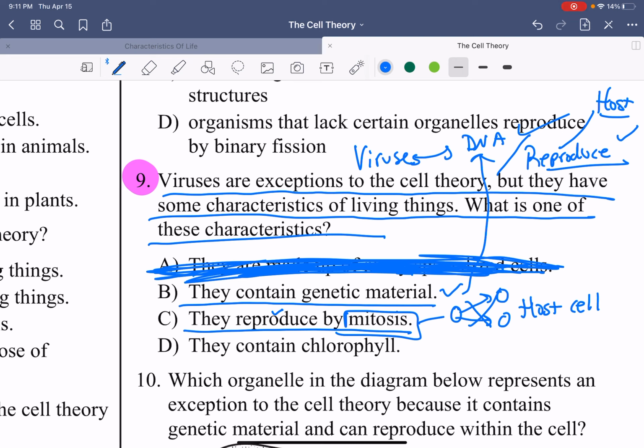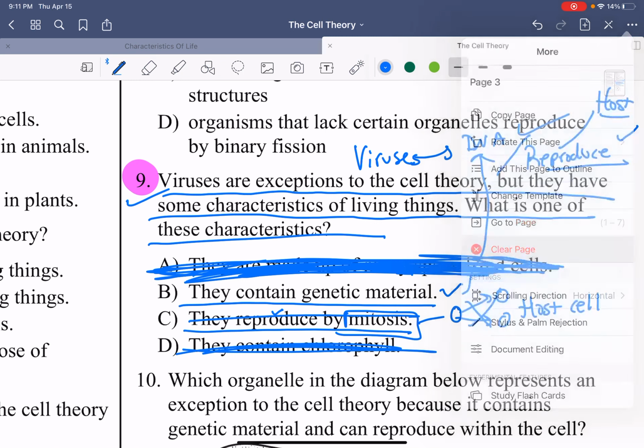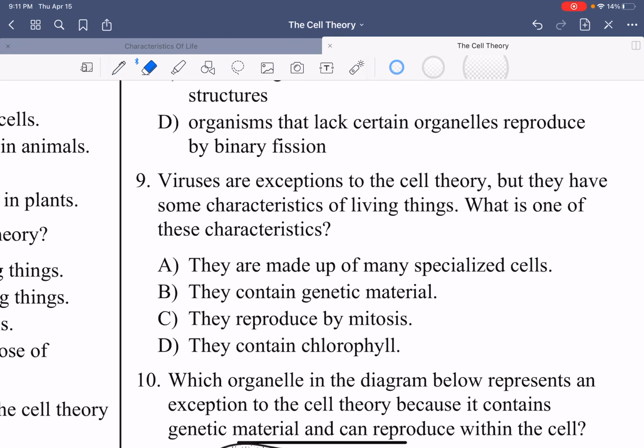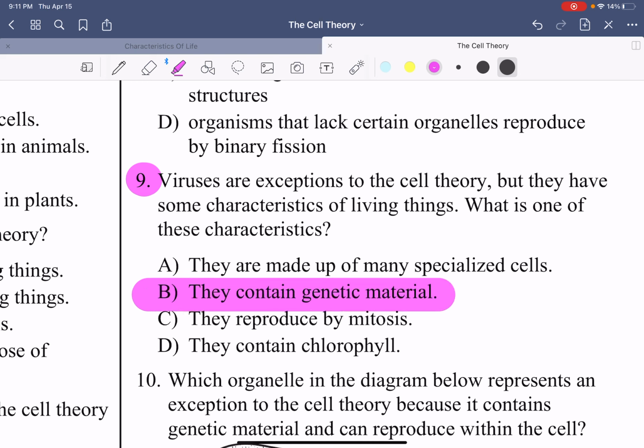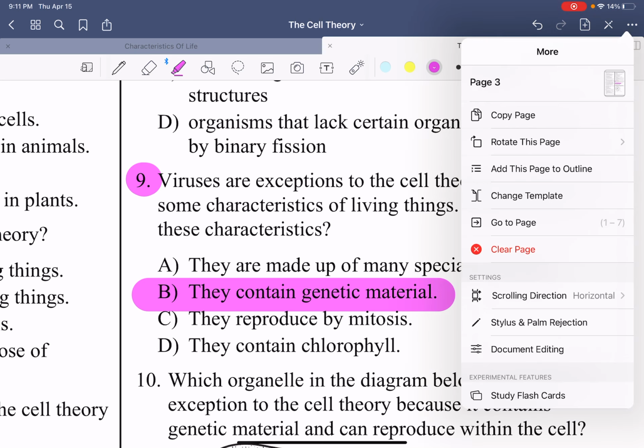So this one's turning into a high level question, because you really need to know your viruses and how they reproduce in order to answer number 9. They do not. So reproduce by mitosis is incorrect. They contain chlorophyll, incorrect. So the best answer for number 9 is B. They contain genetic material. All right, let's clear the page.